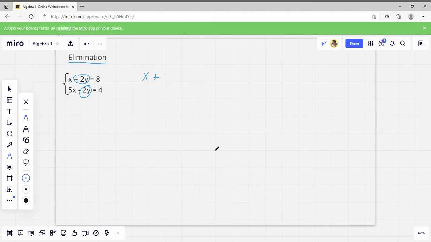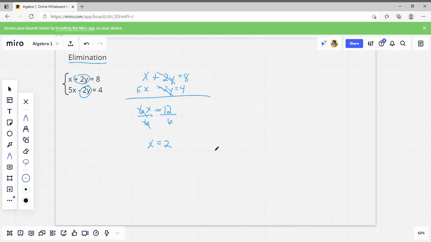So x plus 2y equals 8, and we're going to add 5x minus 2y equals 4. Alright, so 1x plus 5x would be 6x. Remember, there's a 1 right here that you don't see. And then negative 2y and positive 2y cancel each other. 8 and 4 is 12. And then we divide by 6. x equals 2. We're not done. We still need a value for y.